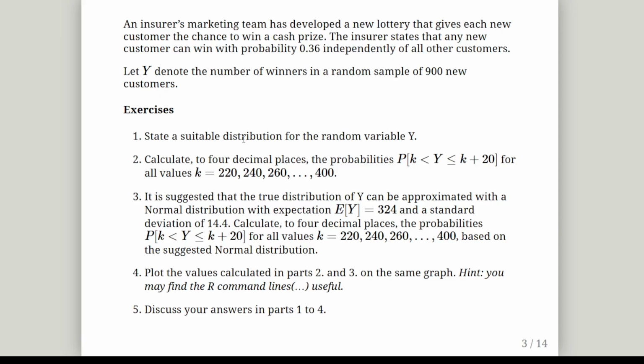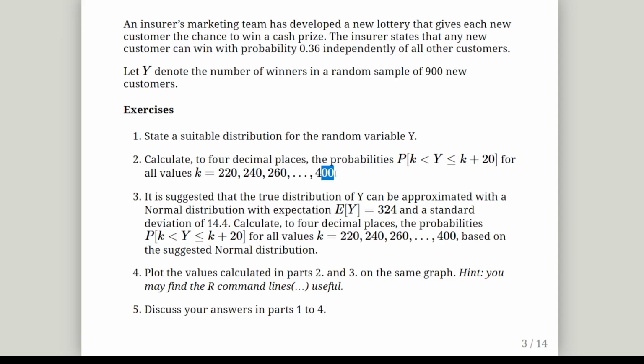Okay, calculate to four decimal places the probabilities of k less than y less than or equal to k plus 20, for all values k equals 220, 240, all the way up to 400. So this is an interval probability. This is the probability of being within a certain range of successes. So this would correspond in the first instance to the probability of being greater than 220 and less than or equal to 240. Okay, so that's the lower and upper bound of the first interval, that's the lower and upper bound of the second interval, and so on.